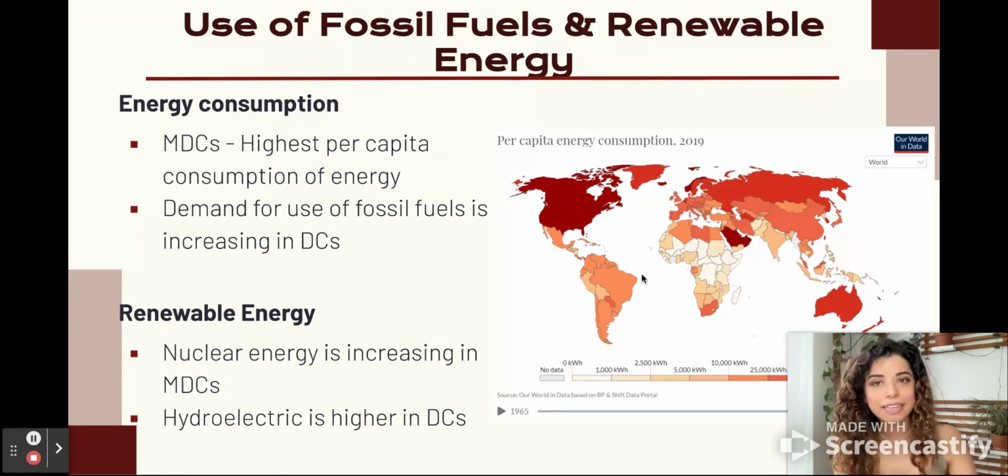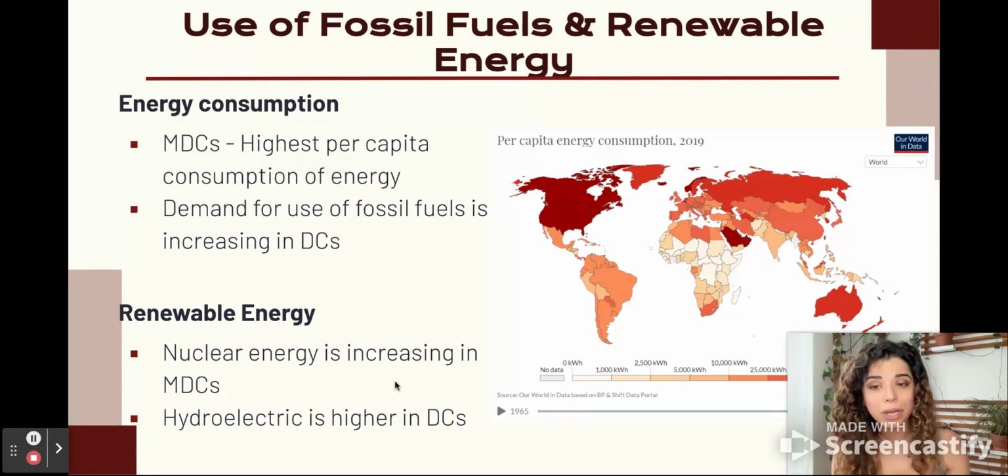And then finally, energy consumption and the use of fossil fuels versus renewable energy. More developed countries have the highest per capita consumption of energy. In developed countries, people have far more access to not just electricity, but electronic devices. Think about how many things you yourself might have plugged in at home at the moment. Because of that, we see a demand for fossil fuel increasing in developed countries.